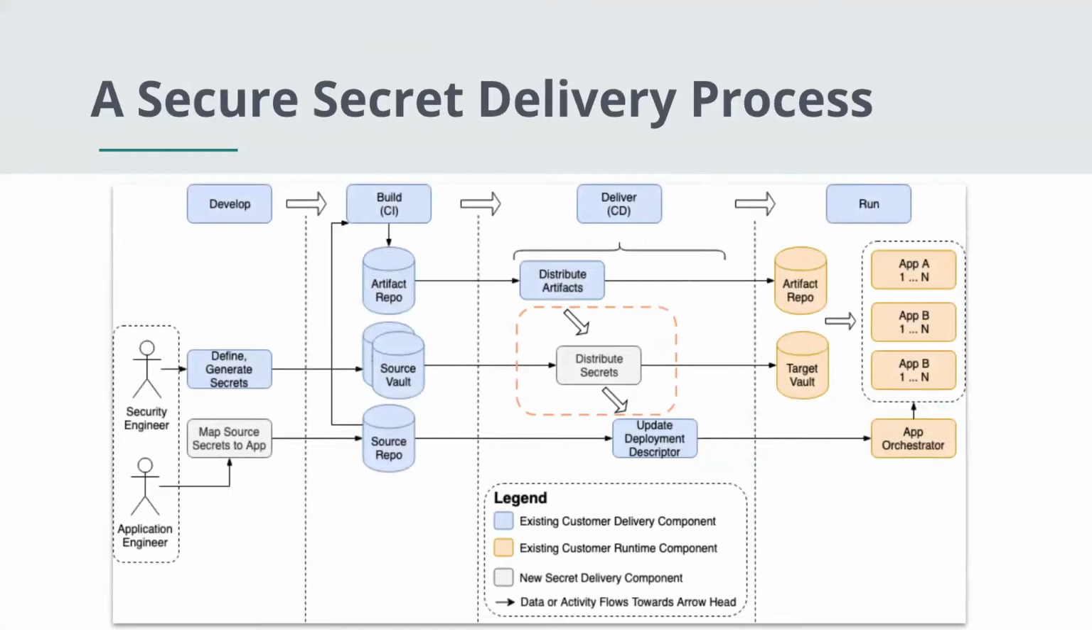If you think about secret delivery within the context of an existing application process, we're in the development phase. We might be generating some secrets, defining them, and putting them in a source vault. And then in continuous integration, we build application artifacts.